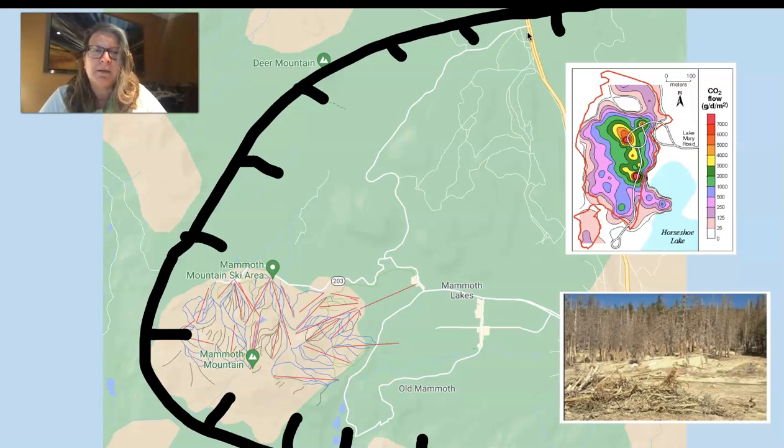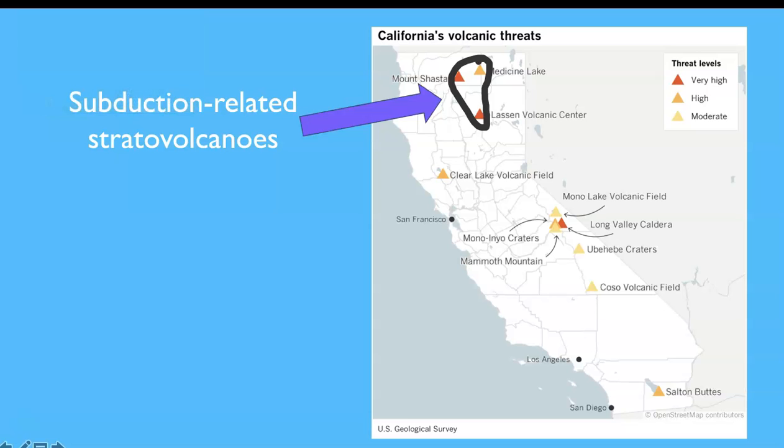Since this time, Mammoth Lakes has done fine. Tourists are back. Everybody's happy again. This was back in 1980. You know, time heals all memory of disasters, I guess. Okay, so we looked at 3 volcanoes in Northern California related to subduction.